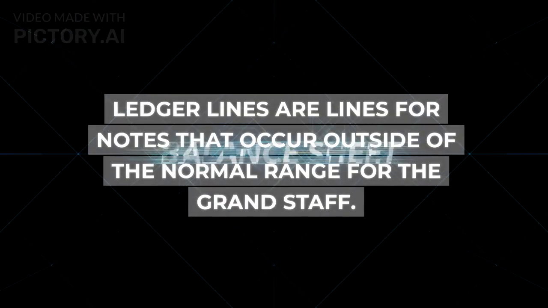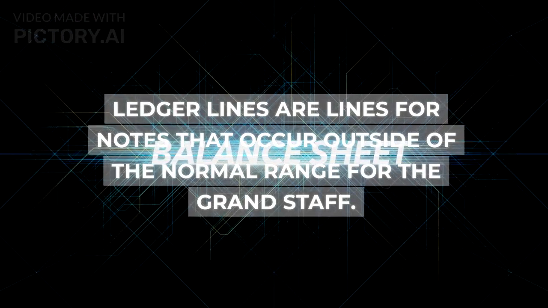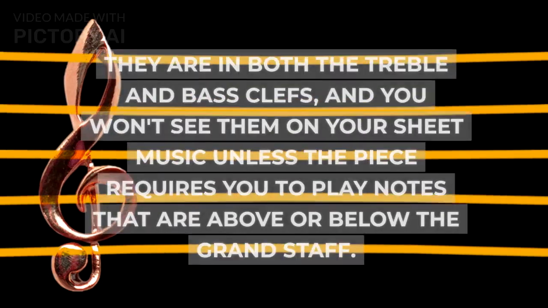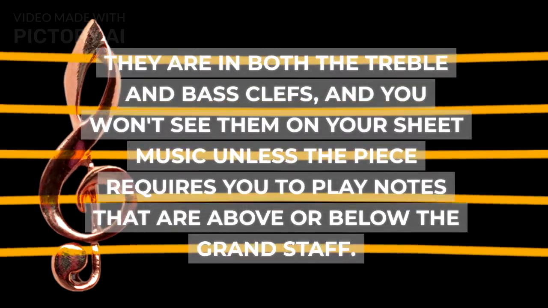Ledger lines are lines for notes that occur outside of the normal range for the grand staff. They are in both the treble and bass clefs, and you won't see them on your sheet music unless the piece requires you to play notes that are above or below the grand staff.